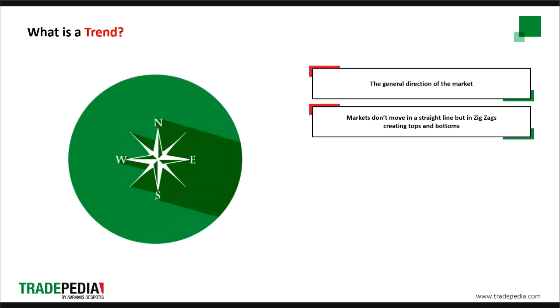Markets do not move in a straight line. They move in zigzags, creating tops and bottoms. And it's not Habib who is saying this, nor is Tradepedia who came up with this sentence. It is Charles Dow, right? You know who's Charles Dow? He's the godfather of technical analysis. He's one of the most important guys in the field of technical analysis. Dow is the founder of the Dow Jones Index, the barometer of the markets.